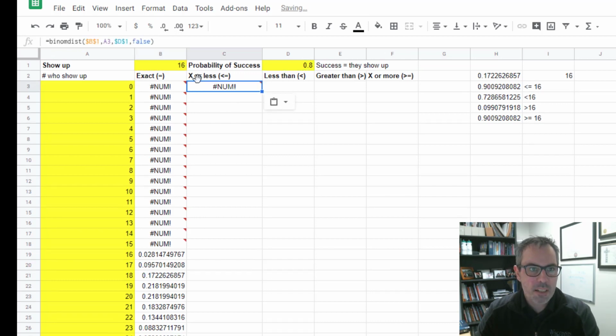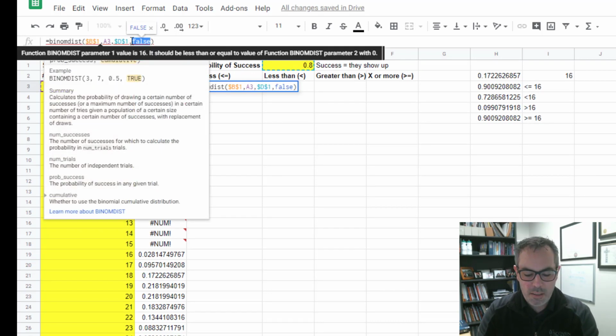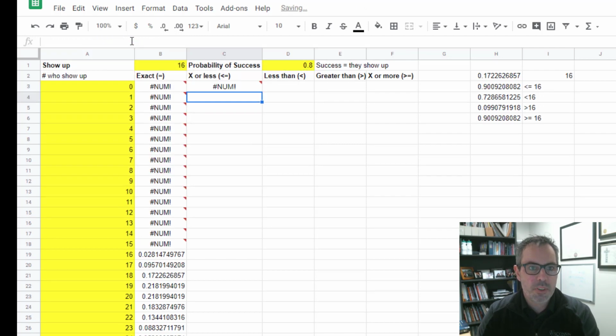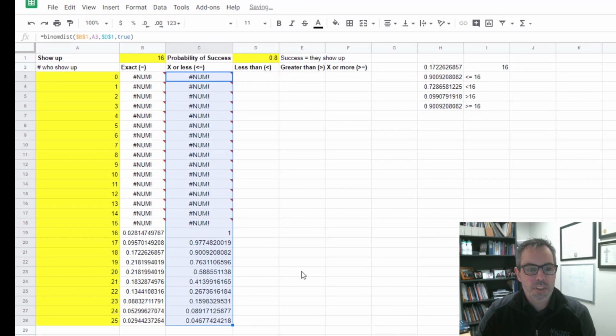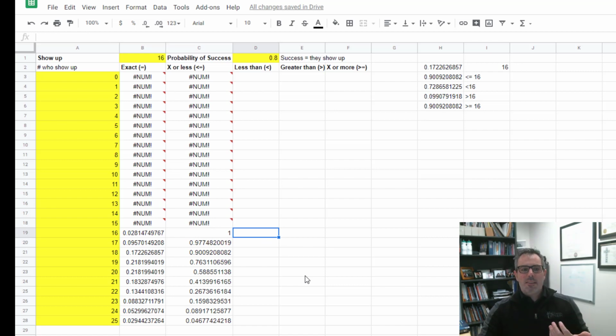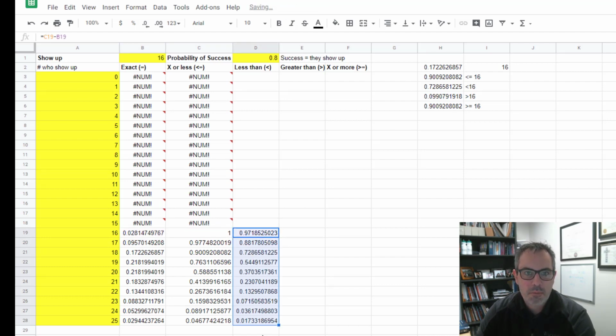So I'm going to paste that in here, but it's true. That's less than or equal to 16. And again, this is all the way up to 16, less than or equal to 16 people show up, right? If I wanted less than 16, then I am going to basically say, well, less than or equal to minus the equal to. So this minus this, the probability that less than 16 people show up.